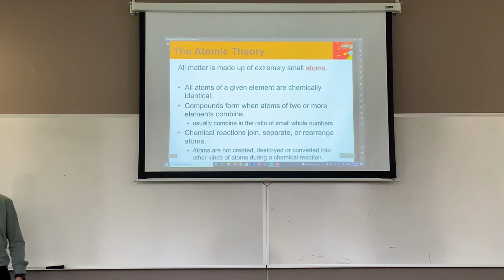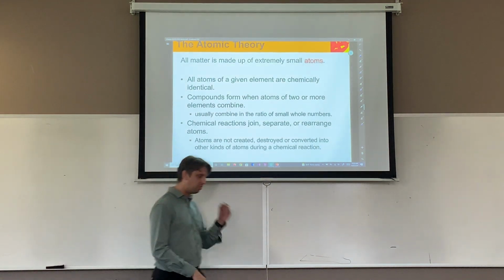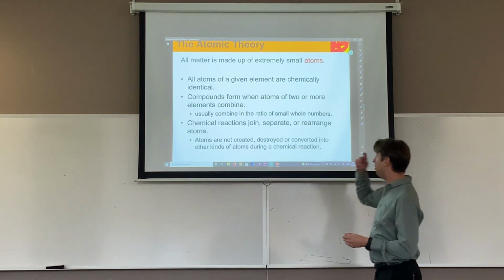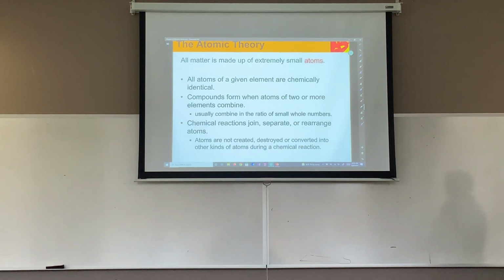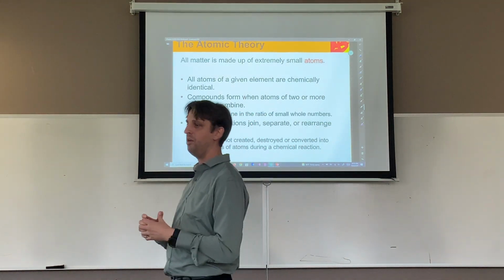Okay, so atomic theory, I think this is probably something that everyone's, for the most part, familiar with, right? So all atoms of a given element are chemically identical. All matter is made up of extremely small atoms. Now, modern theories describe the idea of quarks and muons and gluons and other things that I forget, right? That's kind of the realm of physics.